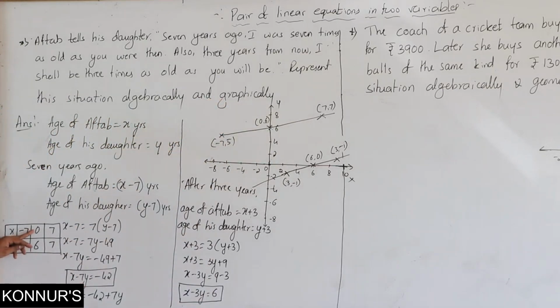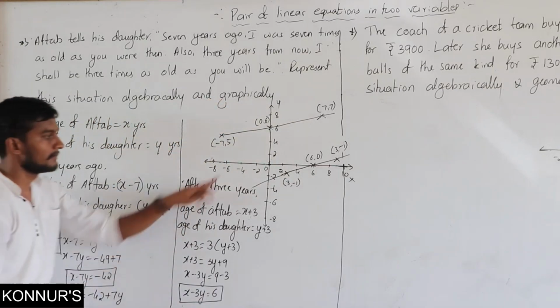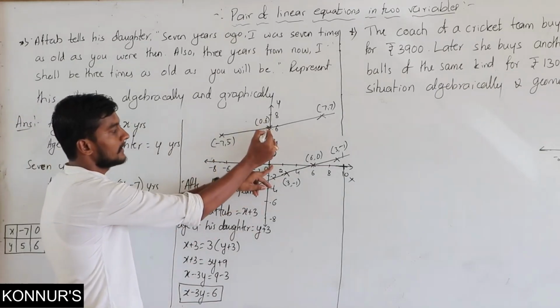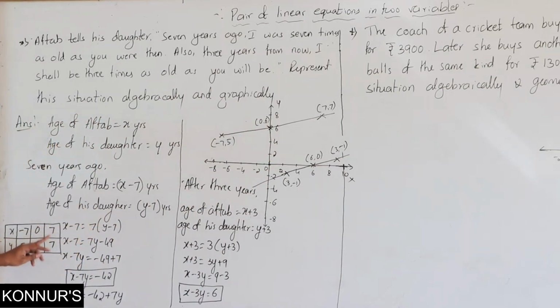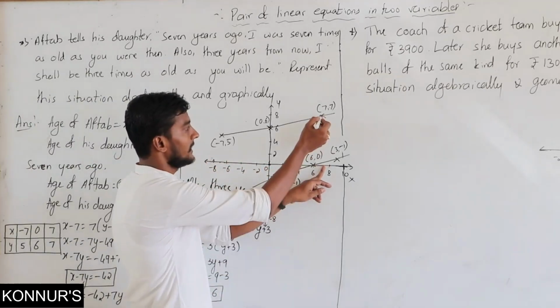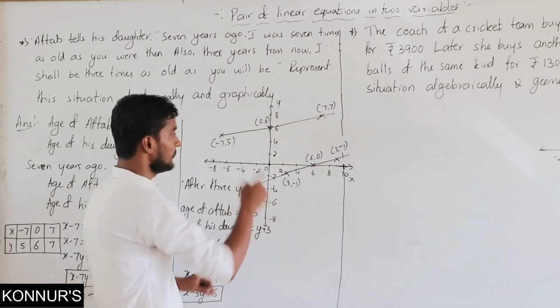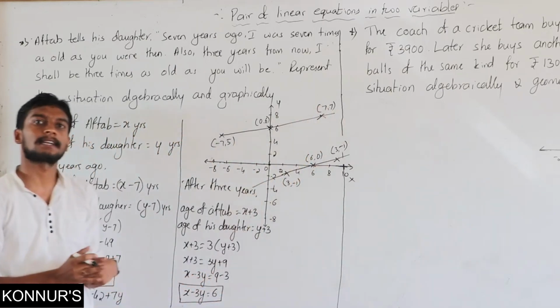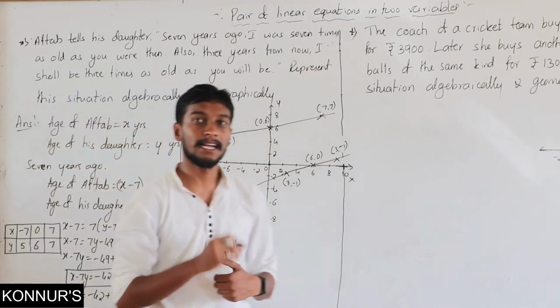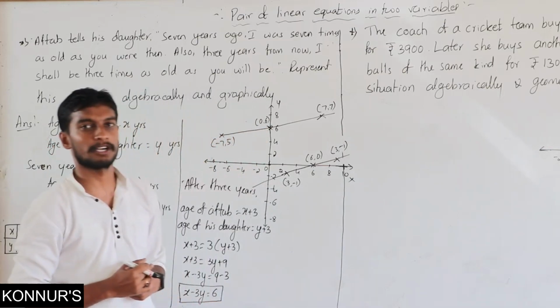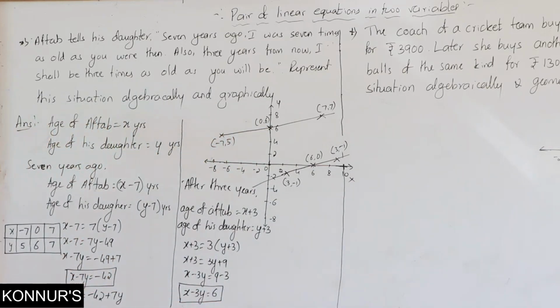The second value is when x is 0, y is 6. So we are getting the point here, 0, 6. And the third value is 7, 7. When x is 7, y is also 7, they both intersect here. And if you join all the points, you are getting a straight line. Already you know that for a linear equation, if you plot a graph, we are getting a straight line. So this is for the first linear equation, that is x minus 7y is equal to minus 42.